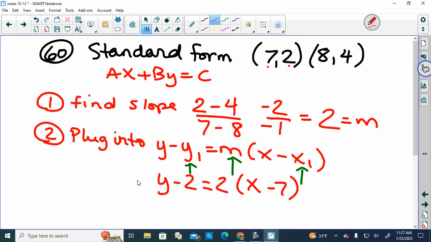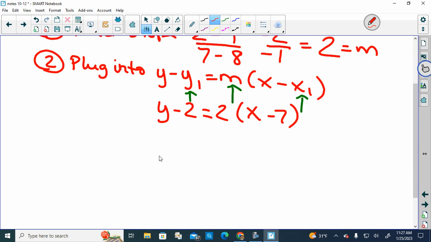So I'm going to scoot this down. Okay, so the y minus 2, that's still there. I'm distributing this, so that gives me 2x minus 14. At this point, because we're going to go back and forth, they're going to say write it in standard form or write it in slope-intercept. At this point, you decide: do they want the y by itself, so it's in y equals mx plus b, or do they want the x and the y together on one side? Well, this one, they wanted the x and the y together on one side.